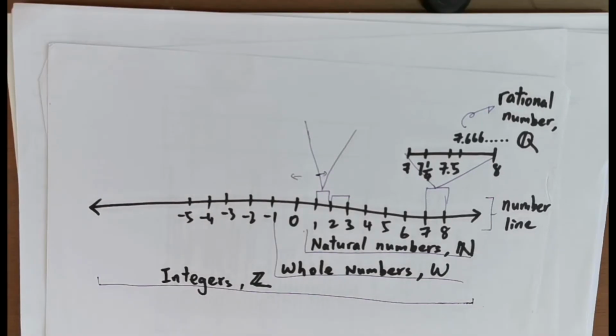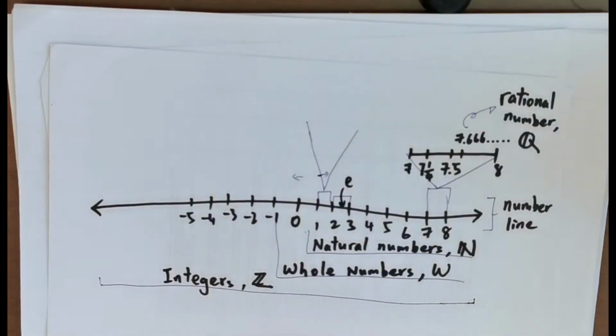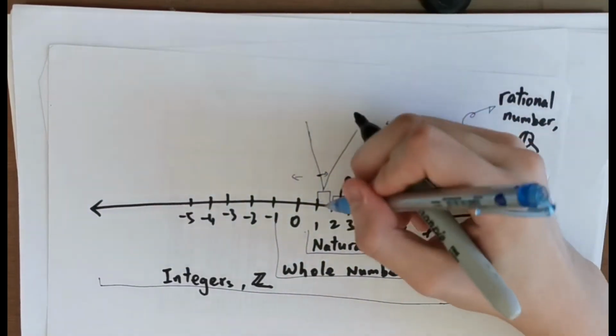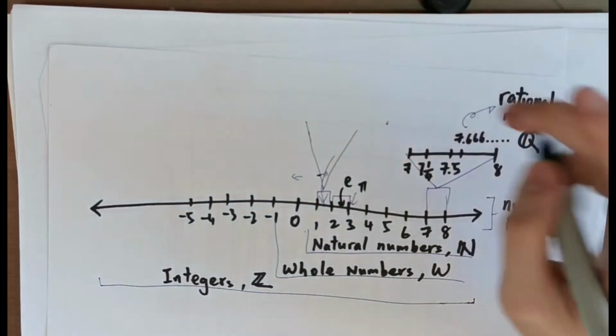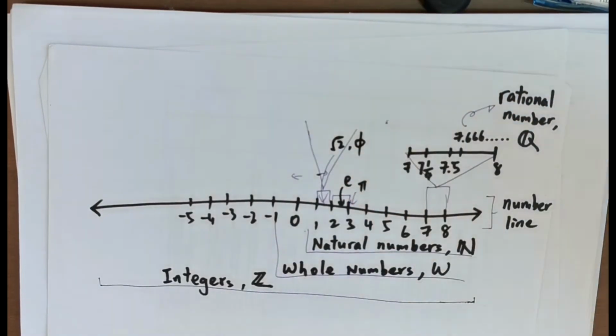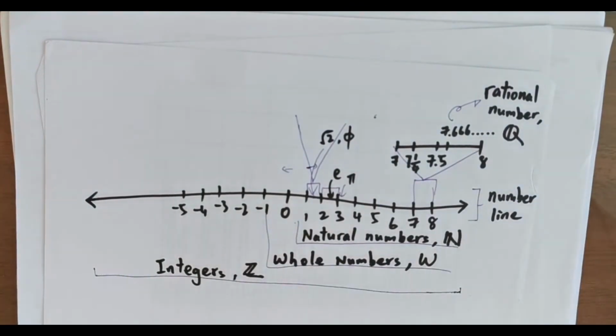In the opposite, numbers that can't be expressed as fractions are called the irrational numbers, with numbers like e or pi or square root of 2 or 5. Any number that forms on this number line is called a real number.